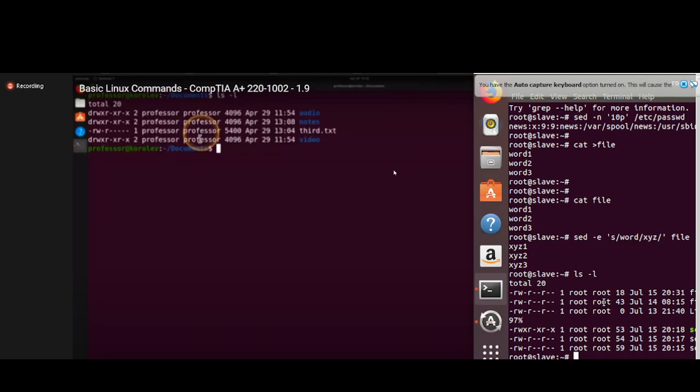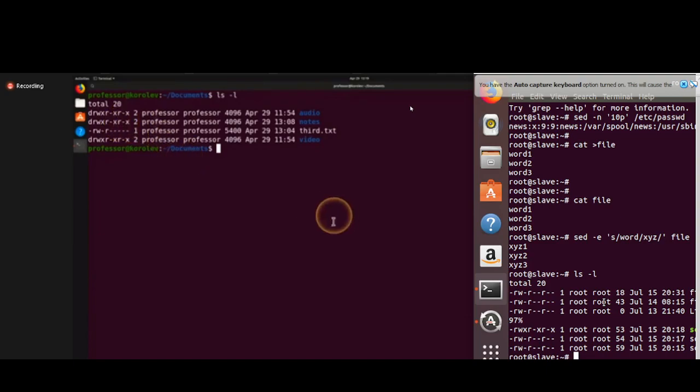Name and professor group, and you can see that we have an RW with no X, we have an R and then no options, and then finally the last three options have nothing listed either. This means that the owner has read and write access to the file, the group has read access to the file, and then everyone else has no access to this file. We can use the chmod command to change these parameters.